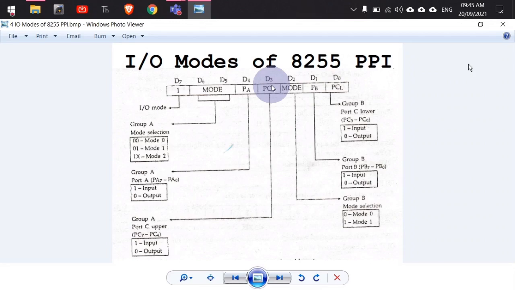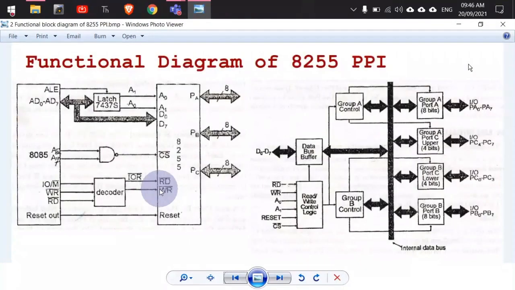So on the left hand side, whatever contents are written, they are written for this group A only, right? Which mode you are operating on, then there is this port A bit, whether it is input or output, and similarly port C bit, which is input or output. So this is group A. This is control for group A. So in the functional diagram, I have shown you this group A control and group B control.